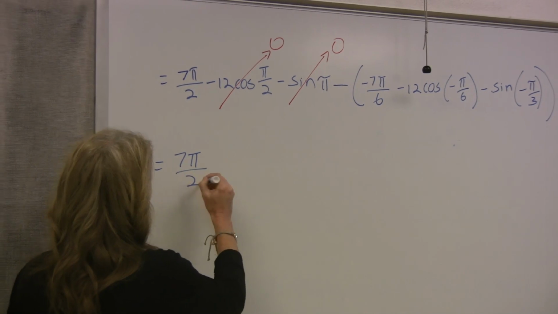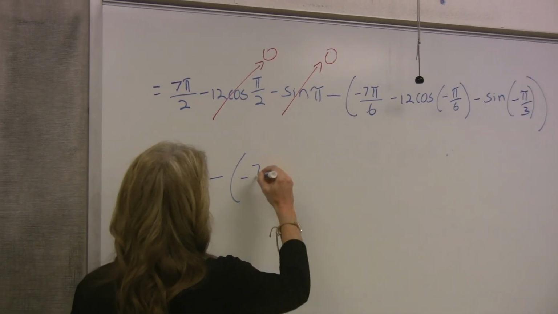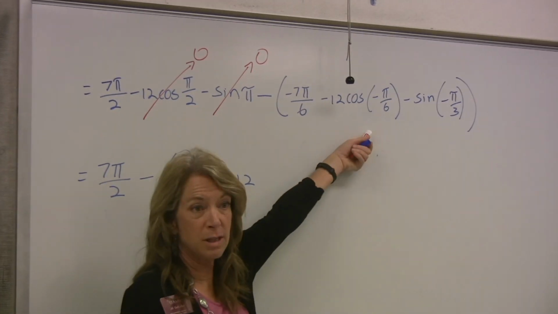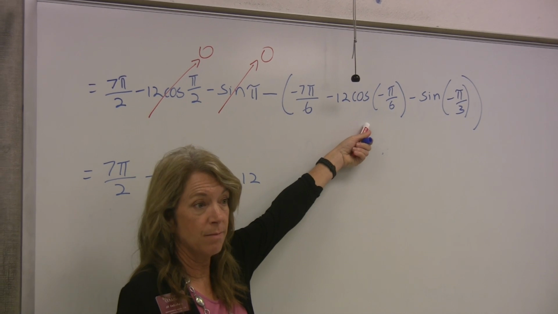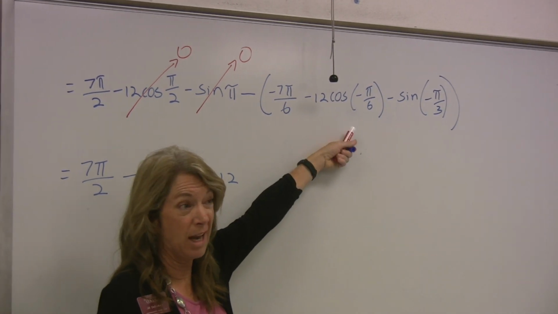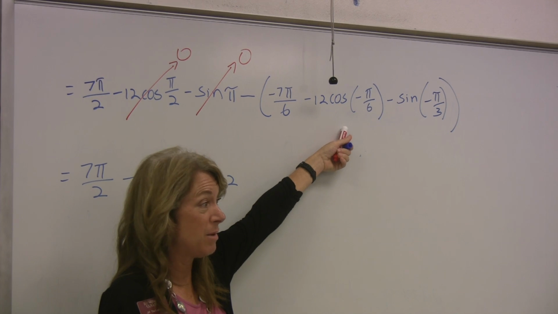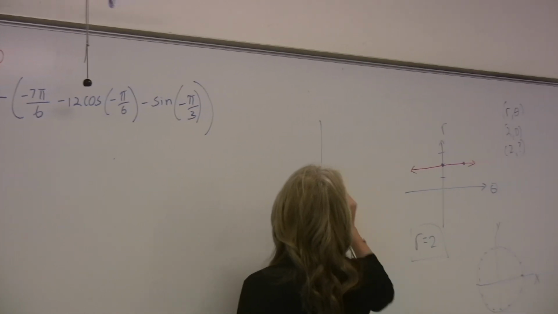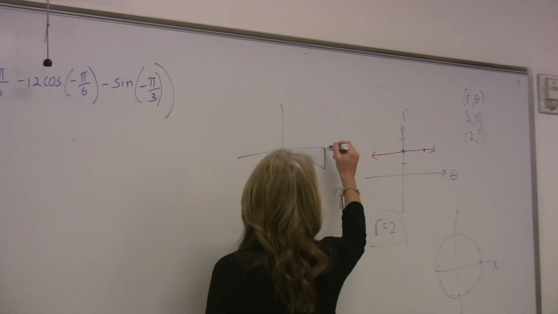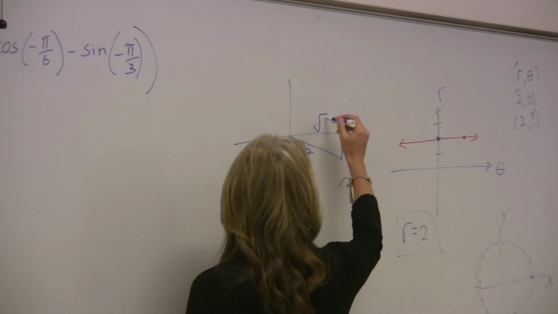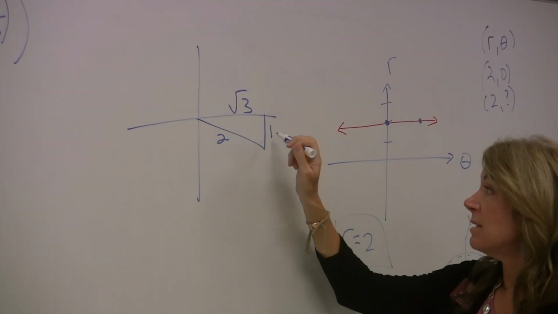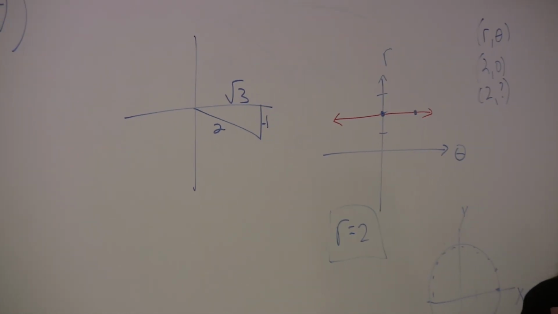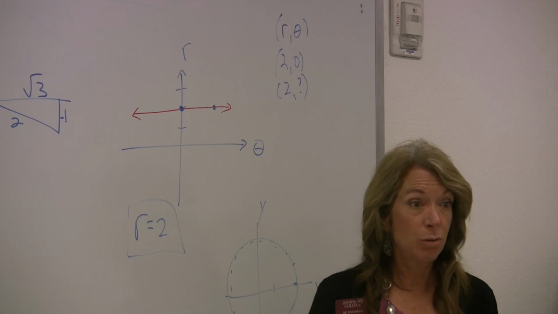I have 7 pi over 2 minus negative 7 pi over 6 minus 12 times the cosine of negative pi over 6. Cosine is positive in the first quadrant and in the fourth quadrant, so it's really the same as cosine pi over 6. If you don't know though, you can always draw a picture. Negative pi over 6 is down here. That's positive, this is negative because it's going down, right? What's the cosine of that? Root 3 over 2.